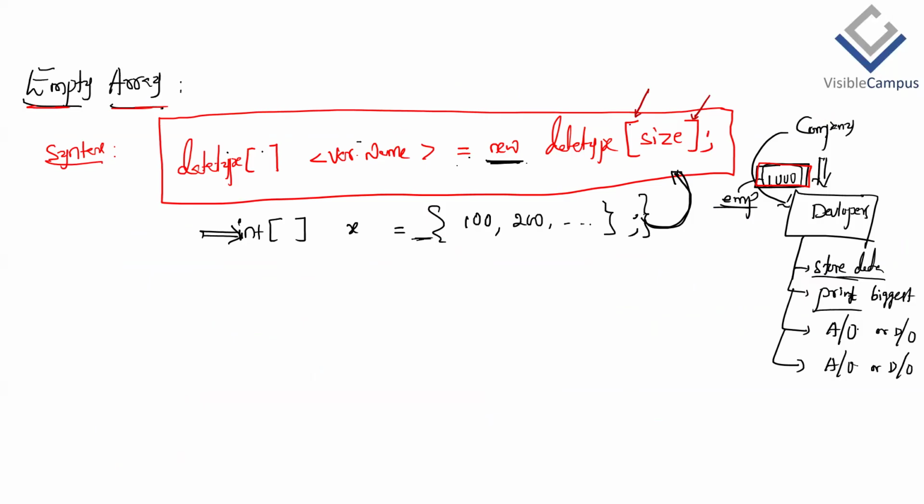Followed by this, the first simplest question we can expect in the empty array scenario is: write a Java program to copy one array's elements into a new, empty array.